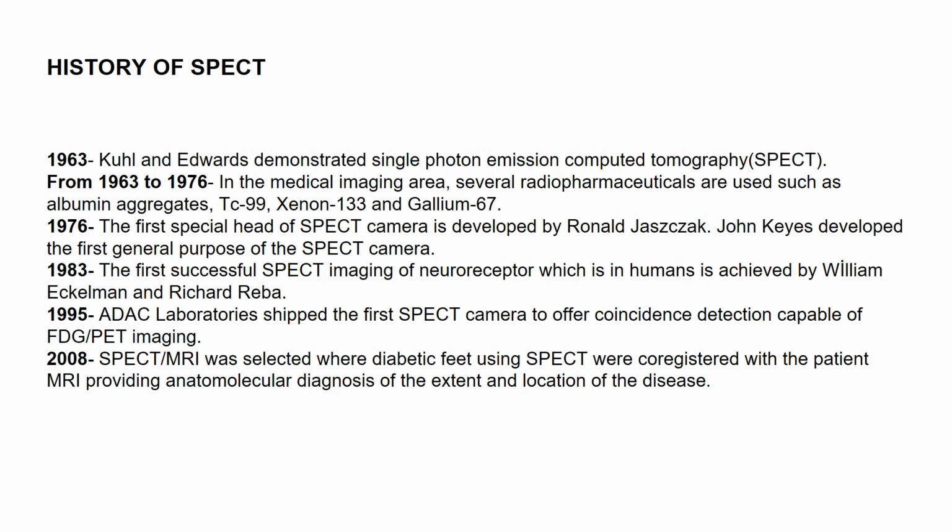In 1983, the first successful SPECT imaging of a neuroreceptor in humans was achieved by William Eckelman and Richard Reba. In 1995, ADAC Laboratories shipped the first SPECT camera to offer coincidence detection capable of FDG PET imaging. In 2008, SPECT MRI was selected where diabetic feet imaged using SPECT were co-registered with the patient's MRI, providing anatomomolecular diagnosis of the extent and location of the disease.